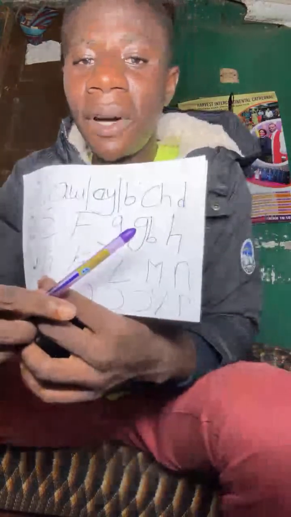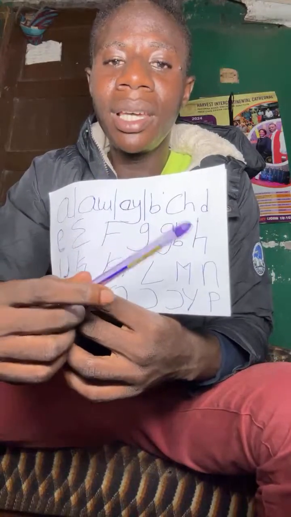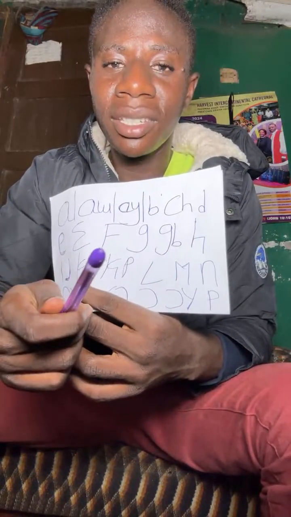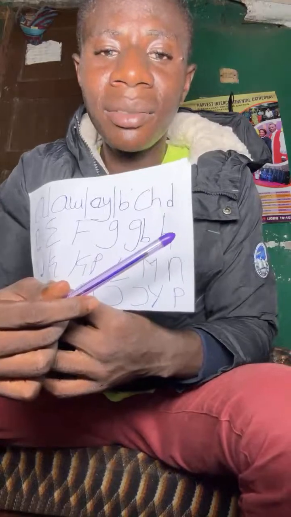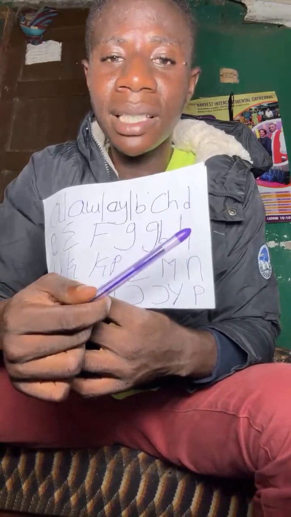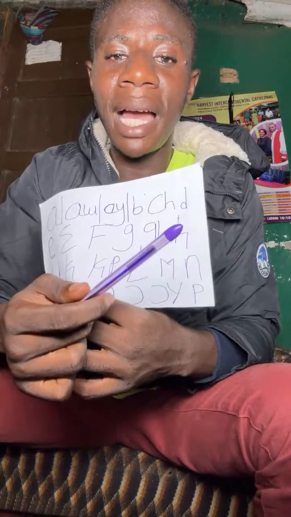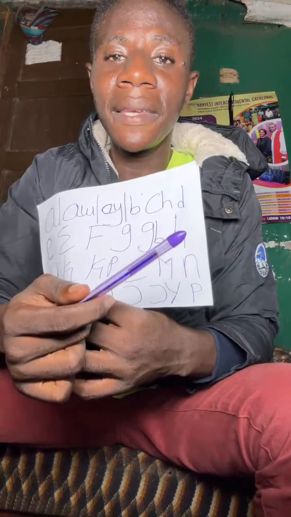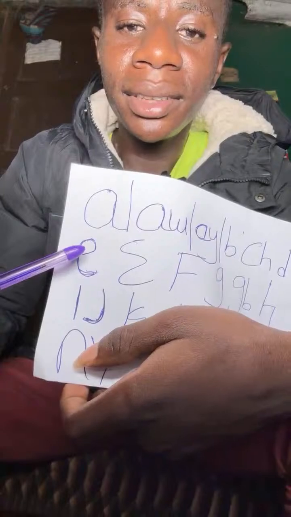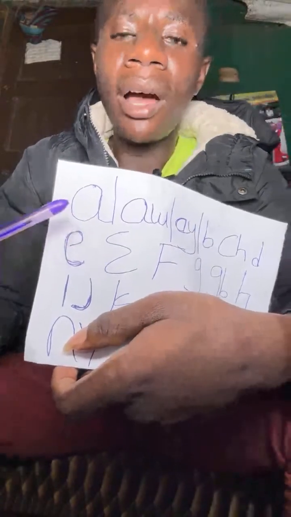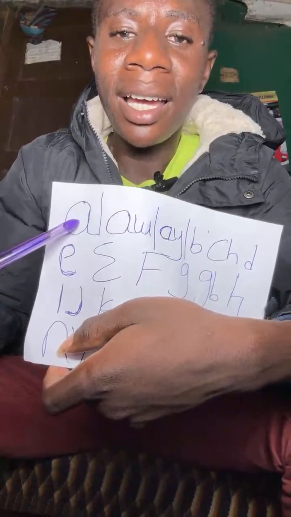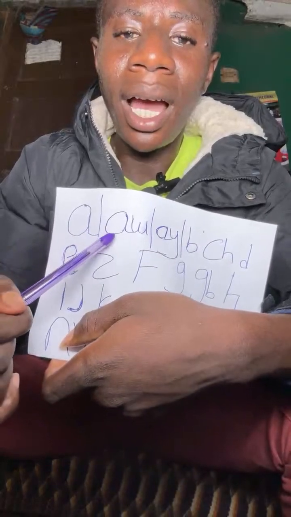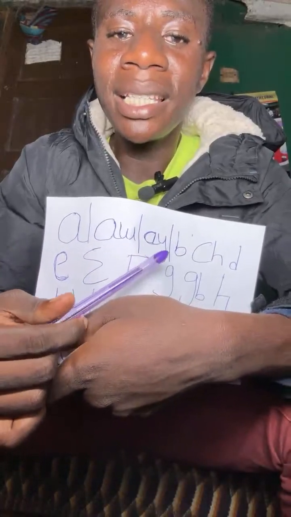And the fourth is B. And the fifth is CH, pronounced she. The H is silent. And we have the sixth letter, which is D. And if you look at this one, we have E. So now, if we say A, this is ah, then ow, I, B, C, D.